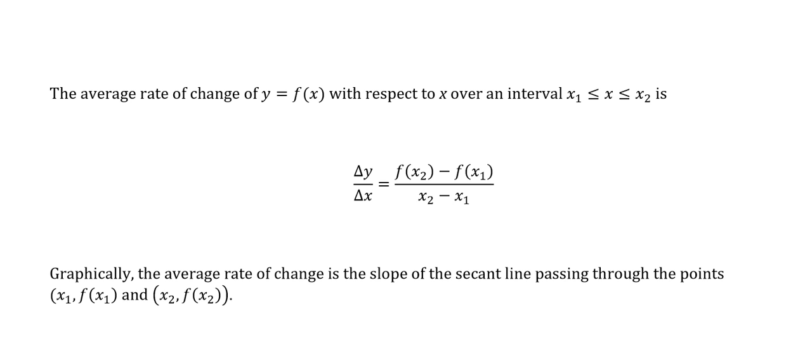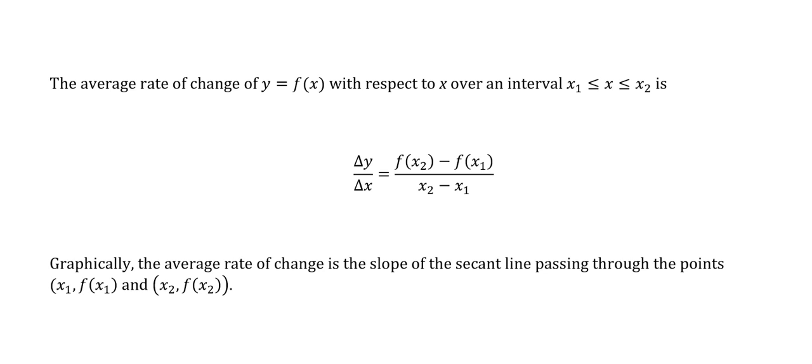So there you go. If you want to write that down, the average rate of change of y equals f at x with respect to x over an interval is just a fancy way of saying rise over run. So, over the interval from x1 to x2, it is f at x2 minus f at x1 over x2 minus x1. So function notation is the same thing as y2 minus y1 over x2 minus x1. It's the same slope formula that we saw in grade 9.